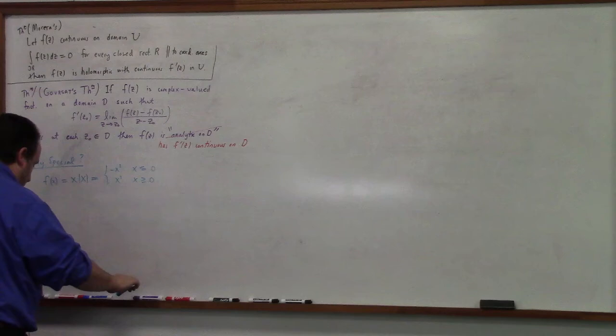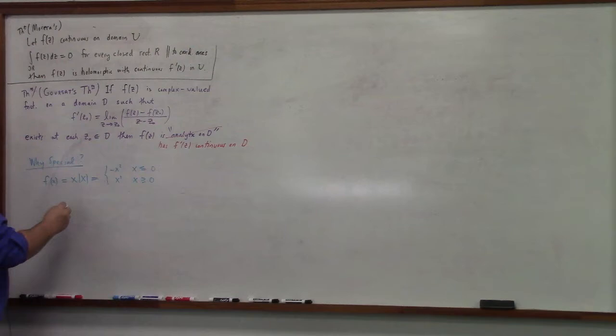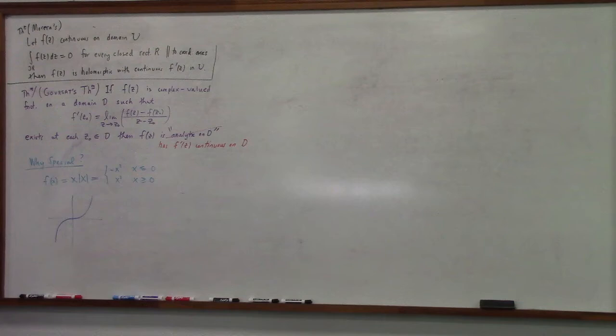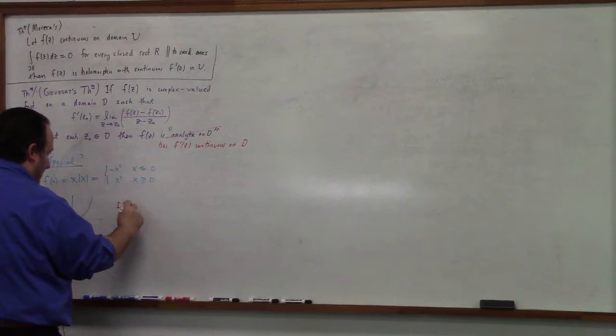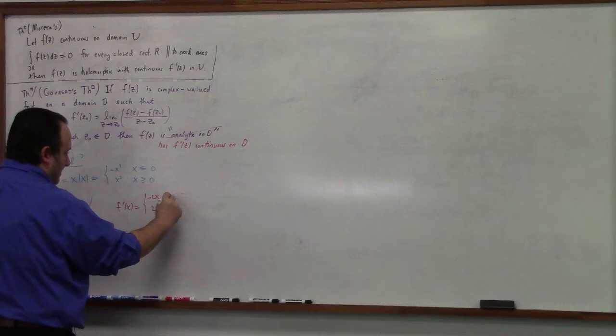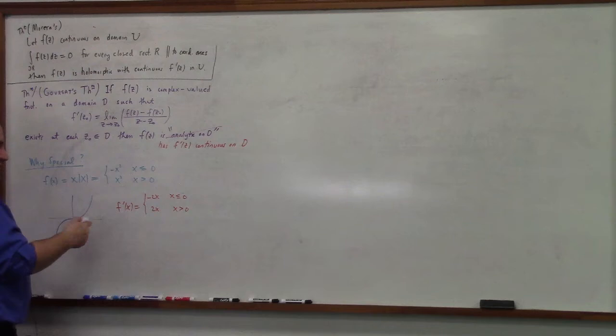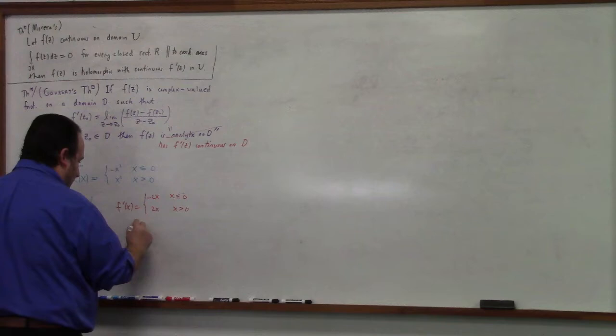And let's see here. What's its graph look like? It's a quadratic, right? It's like this, and then it's like that. To the casual observer, it would look like a cubic, but it's not. What's f prime of x in this case? Minus 2x and 2x, right? And you notice that this is actually 2 times the absolute value of x. See that?